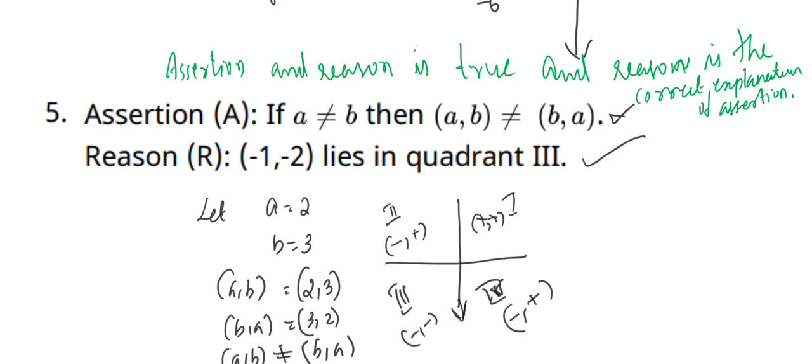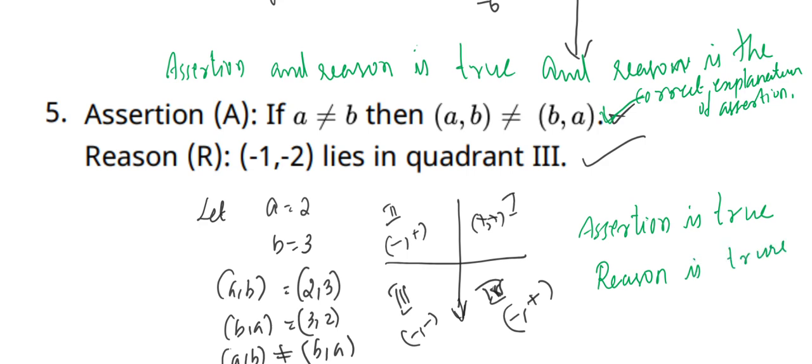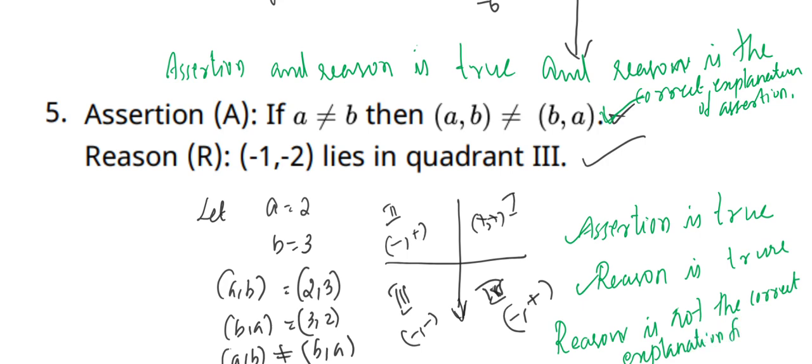So we can finalize our answer: the assertion is true, the reason is also true, but the reason is not the correct explanation for the assertion.